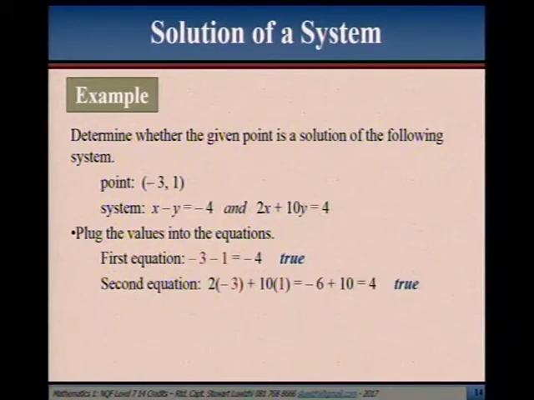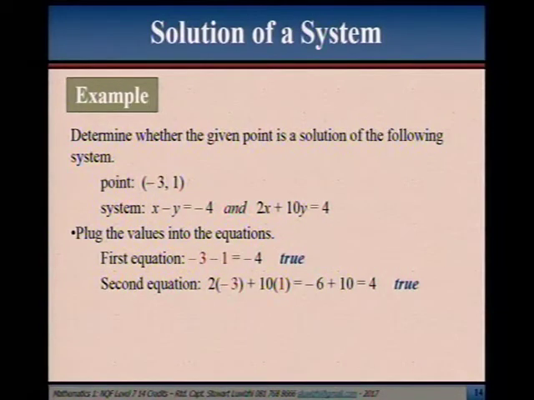So, if you look at the second one again, we've got 2x. Where there is x, we put our minus 3. So it becomes 2 multiplied by minus 3. I put it in brackets and in red there. Then the 10y, remember, we just take down the 10. And the y, where there is y, it's a 1. We put it there, and we see whether it will make sense.